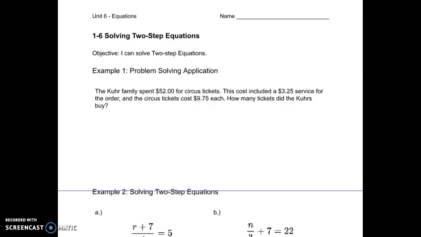Okay, we're in Unit 6, equations, solving two-step equations. Today's objective: you can solve two-step equations. Example 1 is a problem-solving application, which means a word problem.